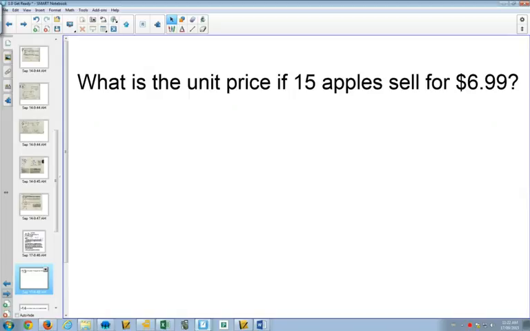So what is the unit price if 15 apples sell for $6.99? Too expensive?